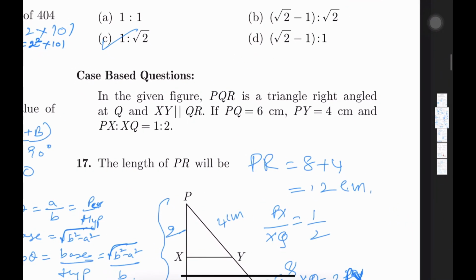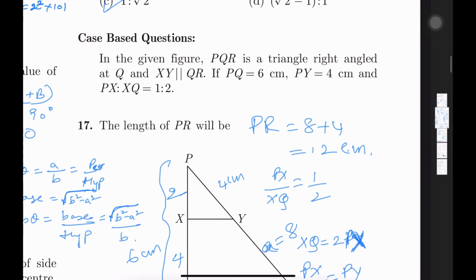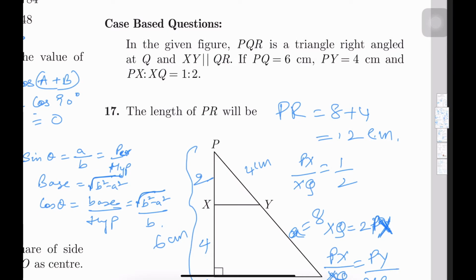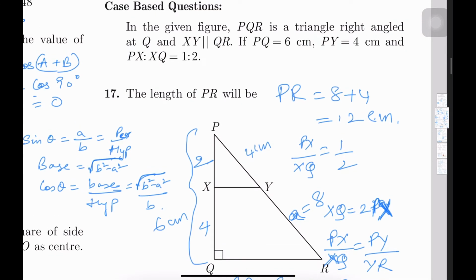Now case based questions. In the 17th one, in the figure PQR is a triangle, right angled at Q. XY is parallel to QR. If PQ is equal to 6 centimeters, PY is equal to 4 centimeters, and PX to XQ is equal to 1 to 2, what is the length of PR we have to find out.